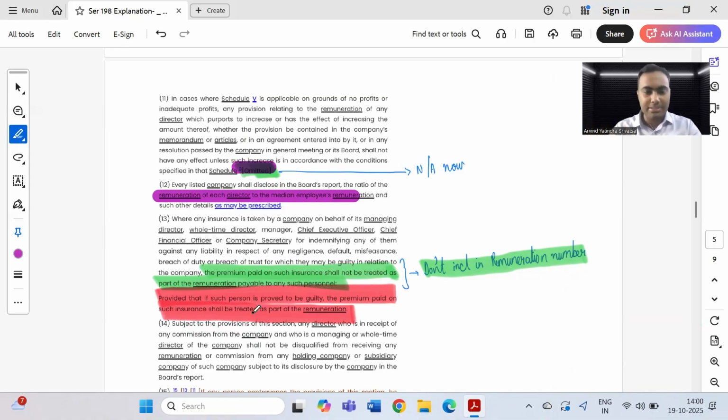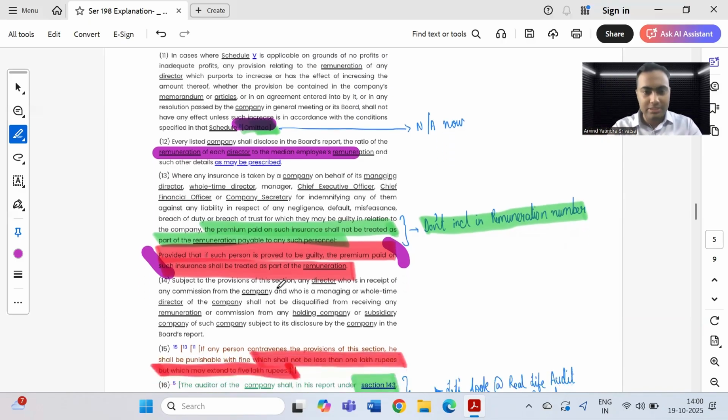But however, if the person is proved to be guilty, the premium paid shall be treated as a part of remuneration. Let's say the director was guilty of any offense, and due to which the premium had to be included. So in such a scenario, the remuneration would be 13, and it would be greater than 11. And again, you need to be obtaining a special resolution, and if it is not obtained, the sum has to be refunded, as we had read above, right? I hope that is clear.